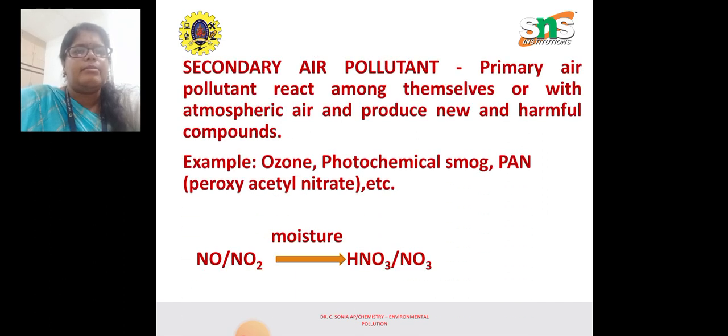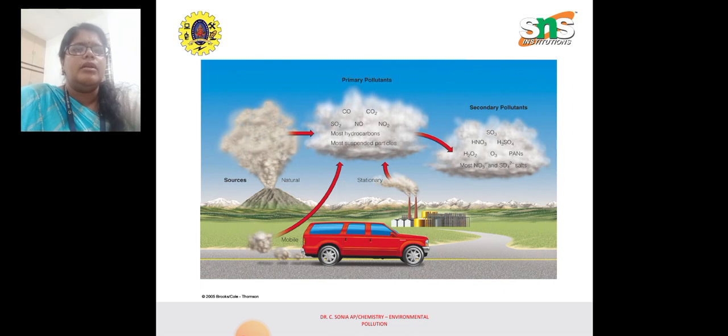Secondary air pollutants: the primary air pollutants react among themselves or with the atmospheric air and produce new and harmful compounds. For example, ozone and photochemical smog. We can see the reaction in which nitrous oxide and nitrogen dioxide, in the presence of moisture, form nitric acid. These are the secondary pollutants.